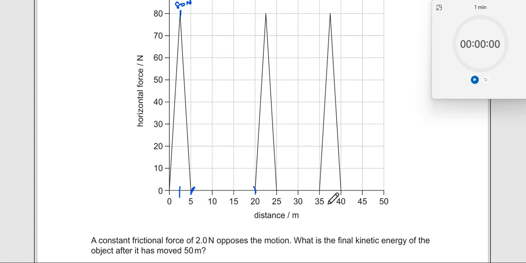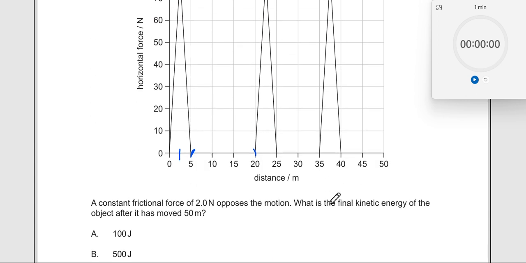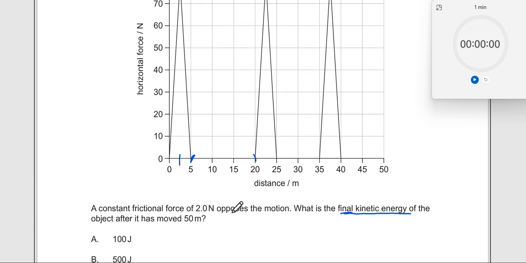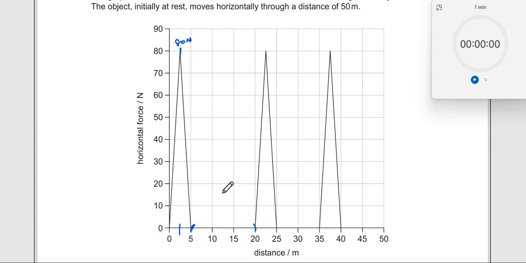Now first thing is, he has asked you about the final kinetic energy. Whenever the problem is about the energies, you need to work using energies only. So now what we do is, we find out the work done by the applied forces. Work done by the applied force, you cannot use force into displacement. You should not use this.